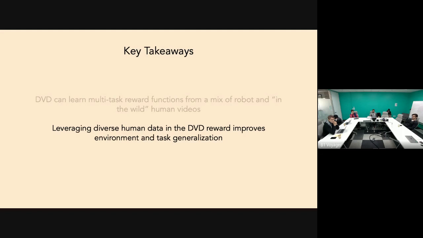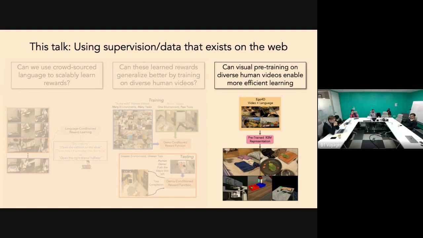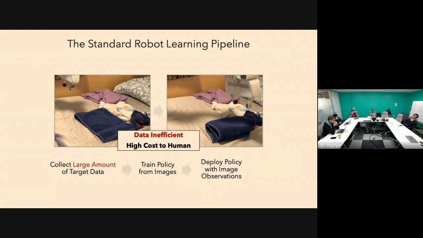Now, these first two works I've talked about have been about reward learning. And in this last work, the question we asked is, can we use human videos and go beyond reward learning? Can we actually pre-train visual features on these videos that can then be reused for more efficient downstream robot learning? So consider the standard robot learning pipeline.